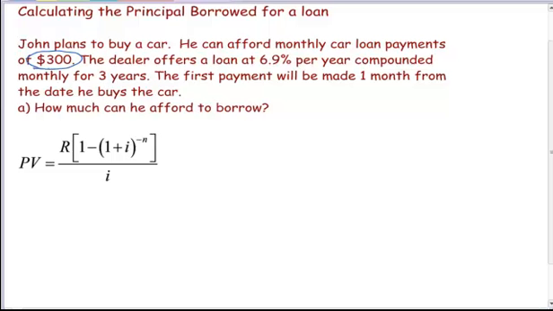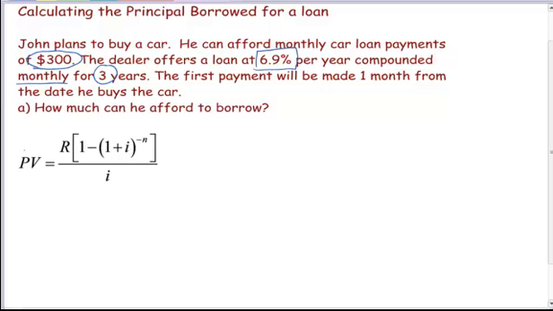The dealer offers a loan at 6.9% per year, compounded monthly for 3 years. The first payment will be made 1 month from the date he buys the car, so this is an annuity. The equation that we're going to use is the present value, and we're going to use present value because you want to know the amount of the loan right now. You do know what his monthly payments are going to be.